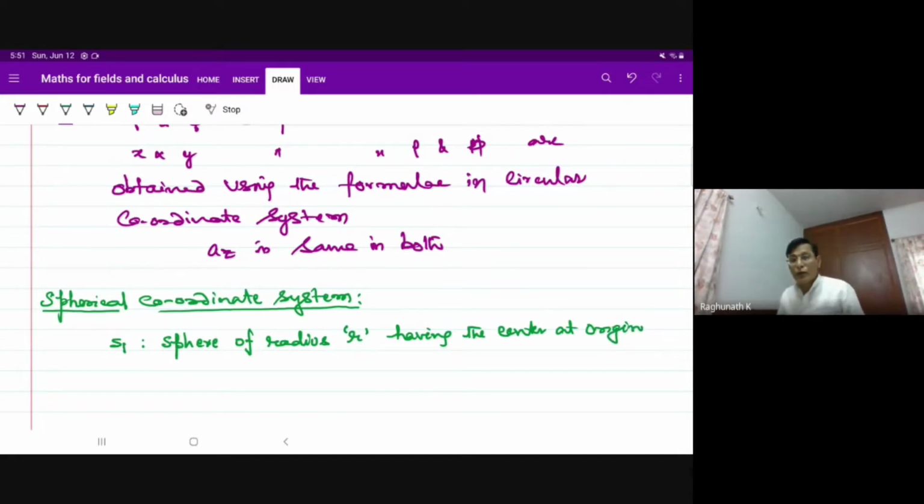Now, you are able to visualize, right? I have a point in space and the three-dimensional Cartesian coordinate system with origin. The first surface is what? The spherical surface, drawn through the point of interest. We'll have the radius equal to the distance of the point in Cartesian coordinate system from the center. Sphere of radius r having the center at origin.